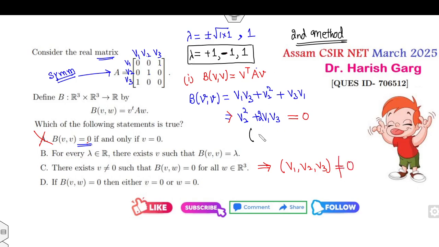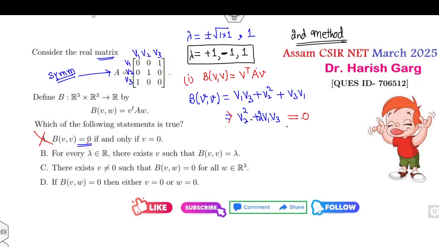Because if you simply choose v1 is 0, v2 is 0, v3 is 1, so clearly this number is 0, but this number is not 0. So the first option is cancelled. Okay, now look at the second option.